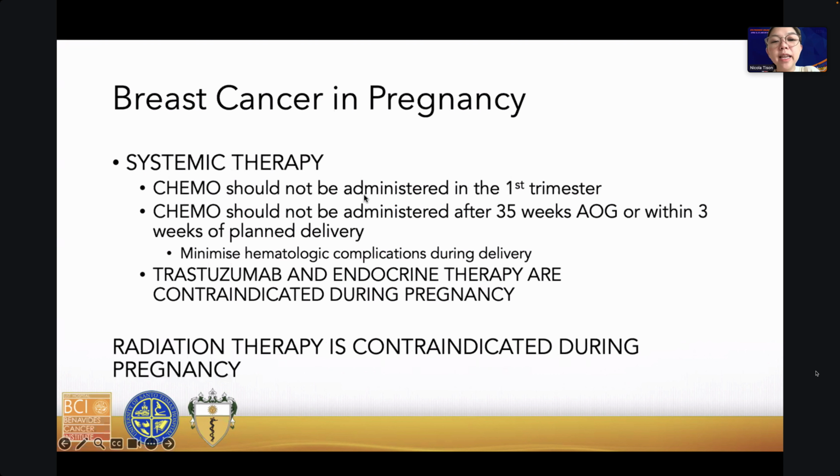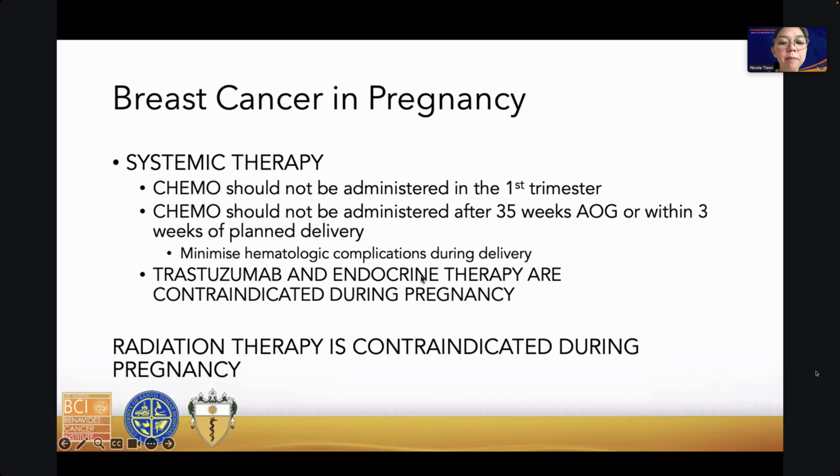Again, so everything is delicate, no? Chemotherapy should not be administered in the first trimester. Also, it should not be administered after 35 weeks or within 3 weeks of the planned delivery to minimize hematologic complications during delivery. And so it's important for everyone to work as a team, including the OB-GYN, so that we can properly time the delivery of this patient.